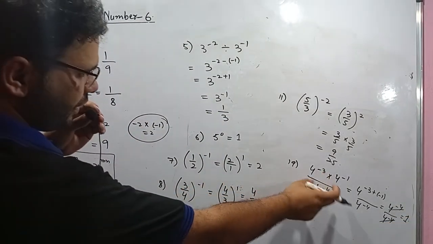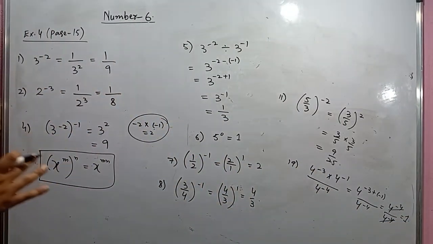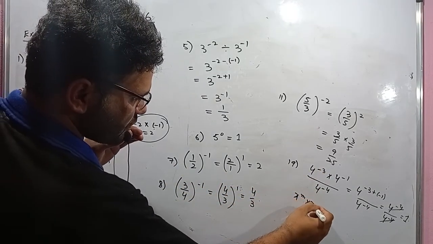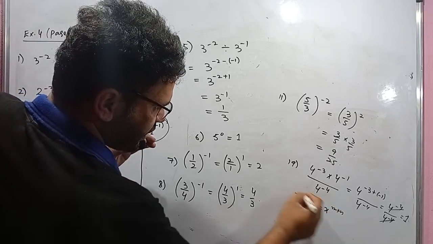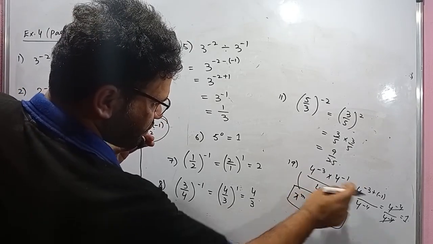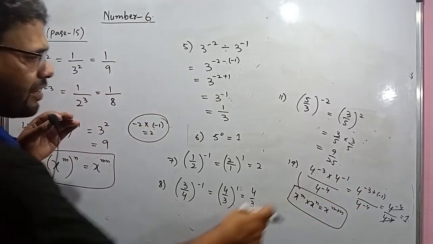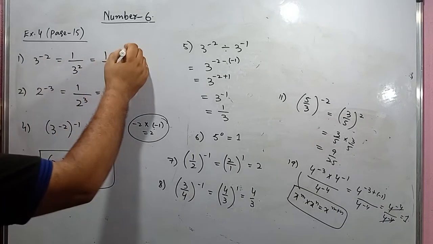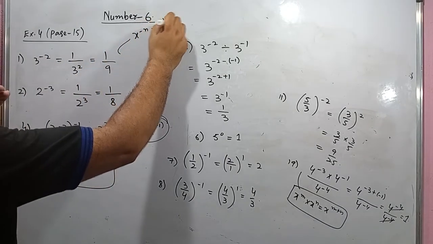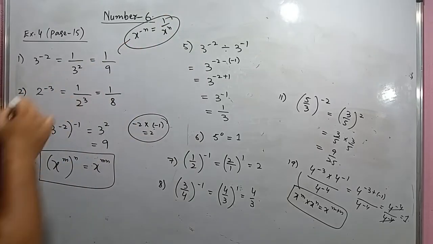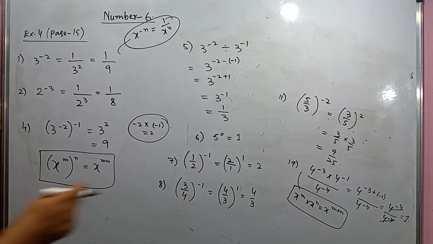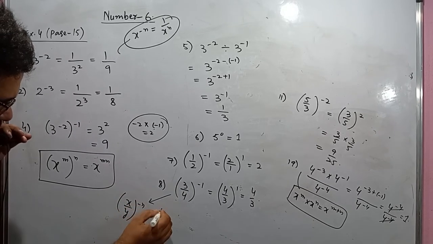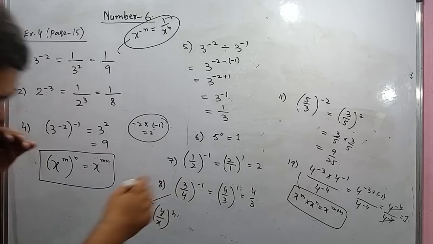Now you can see what I did here. You should understand which results I'm using. I'm using x power m into x power n is equal to x power m plus n. This thing I have used here, that's why I wrote 4 to the power minus 3 plus minus 1. And here I used x power minus n is equal to 1 divided by x power n. This law of indices I used here. And here I used (x/y) whole to the power minus n equal to (y/x) whole to the power n.